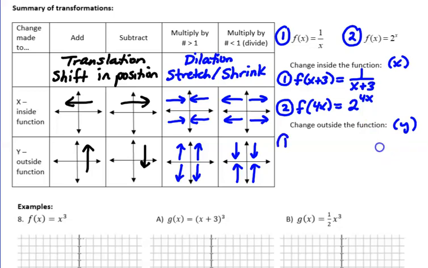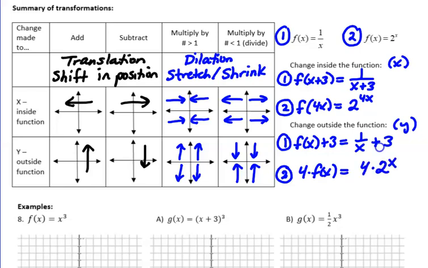Now what if we want to make a change outside the function? So instead of adding 3 inside the function, I'm adding outside the function. That would look like this, 1 over x, plus 3 outside the function. If I wanted to multiply outside the function by 4, it would look like this in function notation. It would look like this with the actual equation, 4 times 2 to the x. And using order of operations, it means I would do 2 to the power first and then times 4. This is not equal to 8 to the x. So be careful. All right, I'm going to put that in red. We cannot combine those two together because 4 is not raised to the x power, only 2 is.